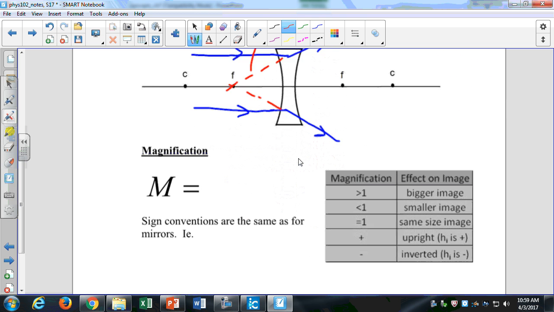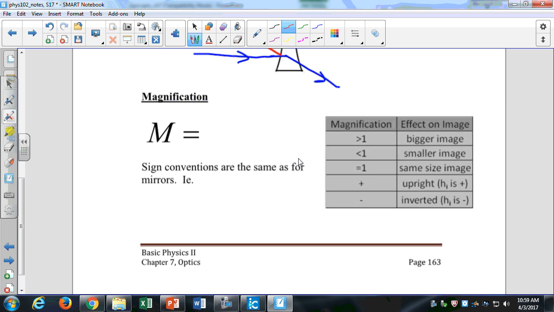All right, so let's look at magnification. Magnification is exactly the same as what we had with mirrors. It's minus q over p, and the sign conventions are the same, so I just repeated them here.